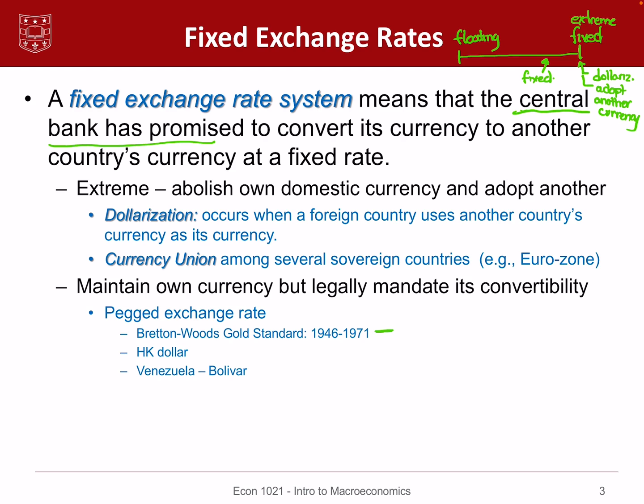So, in the post World War II period until 1971, the US and many of the countries in Europe were participants in the Bretton Woods gold standard. That was an example in which the countries in Europe fixed the value of their currency to the US dollar, and then the US dollar in turn was convertible to gold. So de facto, those countries' currencies were convertible to gold, but it was the gold dollar exchange rate that drove things. The Hong Kong dollar, for instance, is pegged to the US dollar. The Venezuelan bolivar is pegged to the US dollar. And pegged is just a shorthand way of saying fixed.